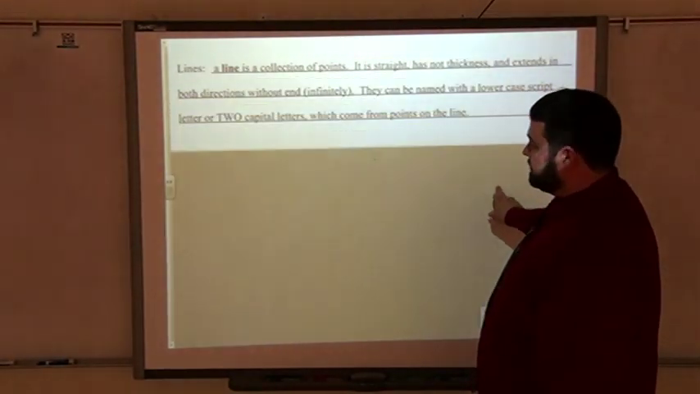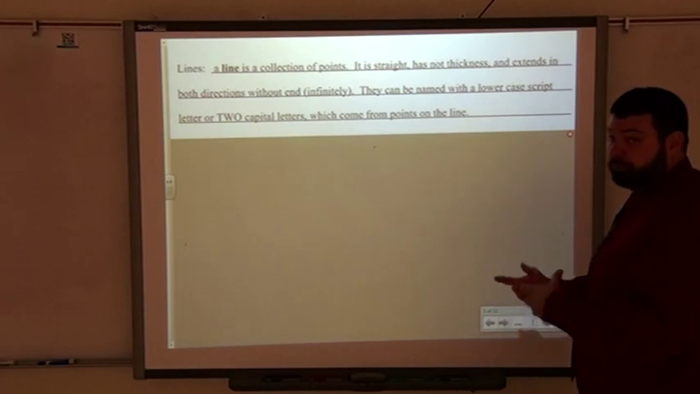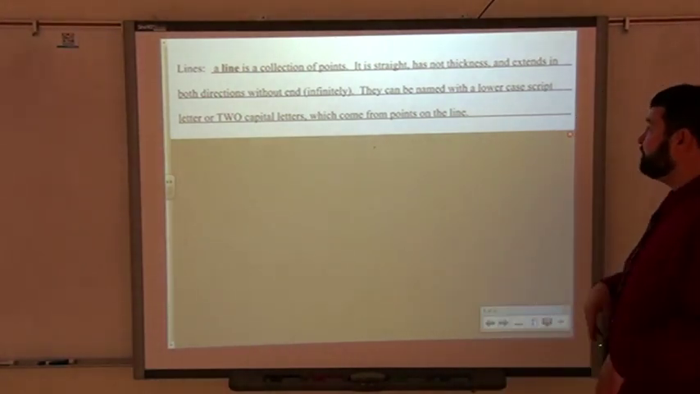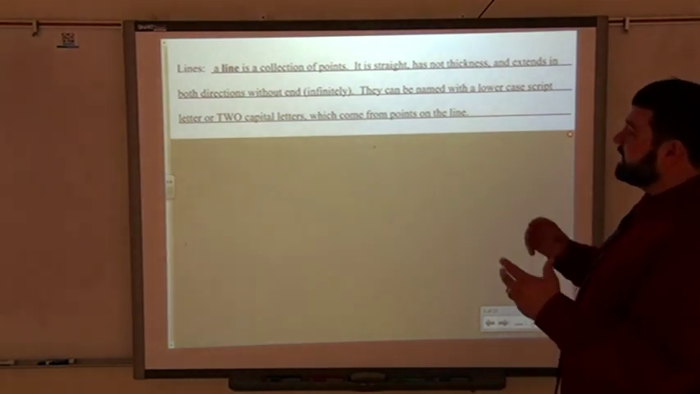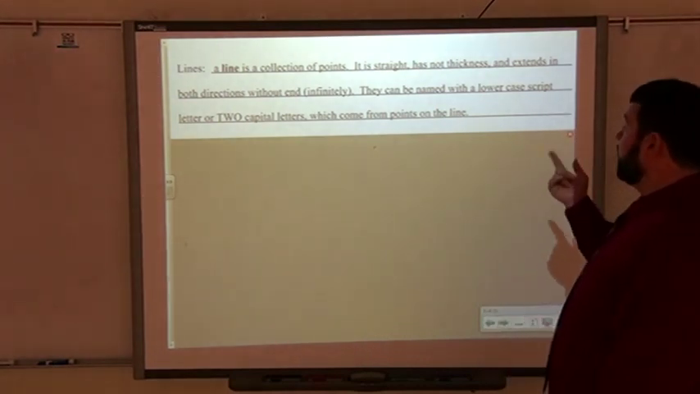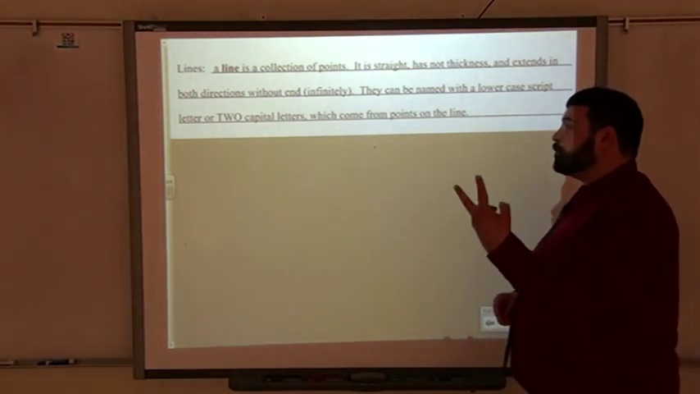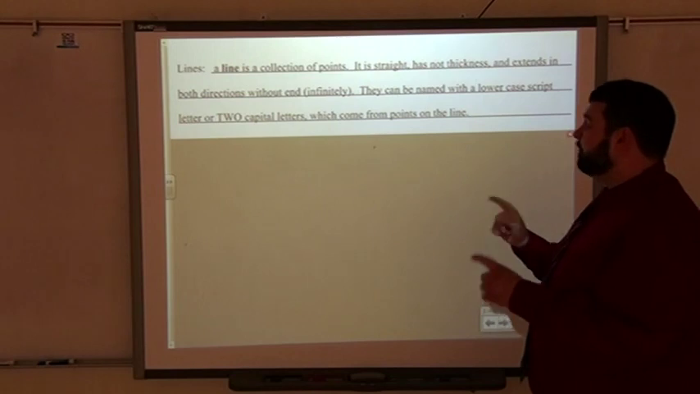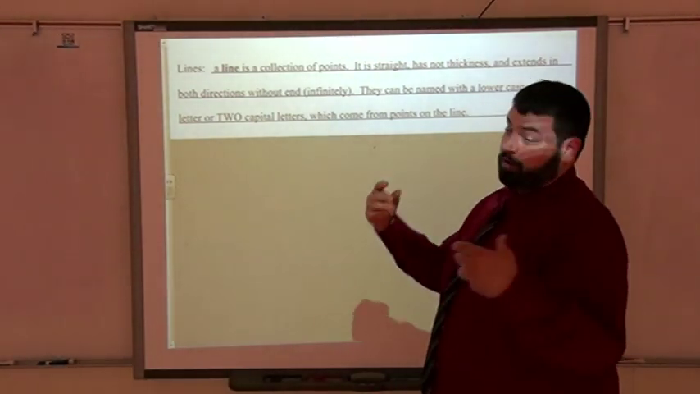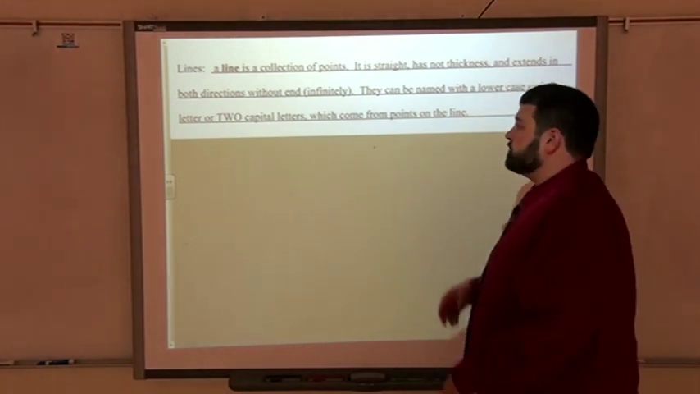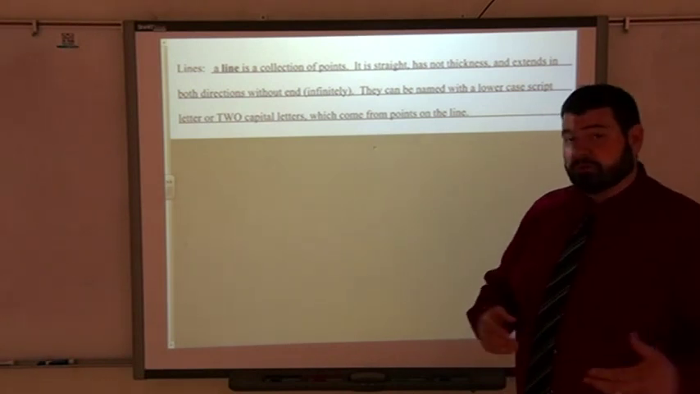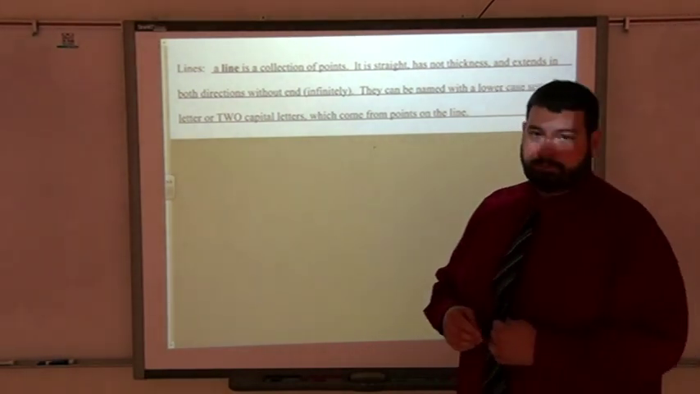Next up are lines. A line is a collection of points, so it's a bunch of points all put in a row. It is straight, it has no thickness, and extends in both directions without end infinitely. They can be named with a lowercase script letter or 2 capital letters, which come from points that are on the line. So the lines have a bunch of points all lined up, and they can all be named with 1 capital letter, so that's what we're looking for there as far as how to name that. Our first secret phrase today is sunny.